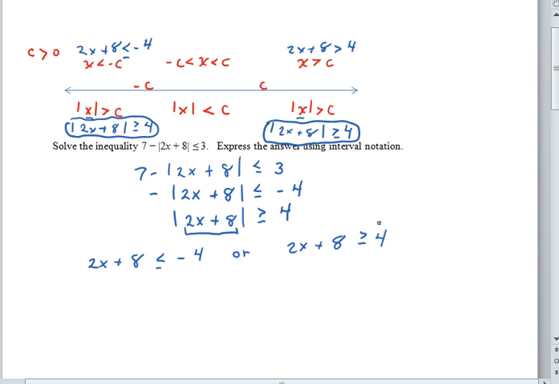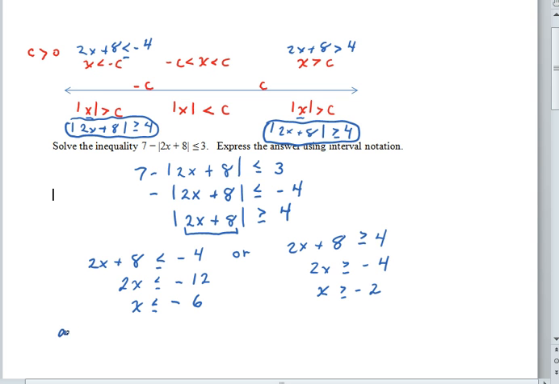for x. So now we solve each of these inequalities, and I will subtract 8 from both sides, giving in the first case 2x is less than or equal to negative 12, and in the second, 2x is greater than or equal to negative 4. Dividing by 2 gives me x is less than or equal to negative 6, or x is greater than or equal to negative 2.